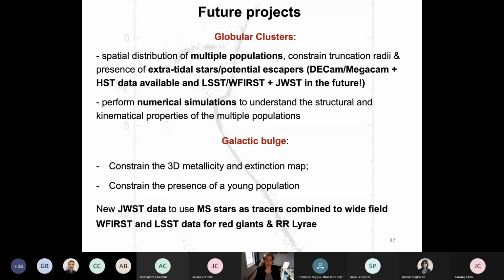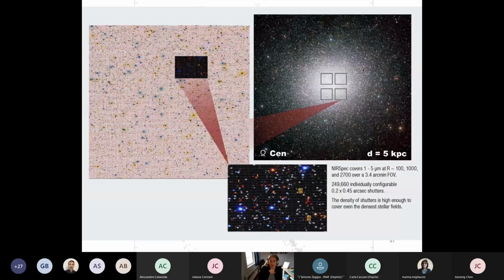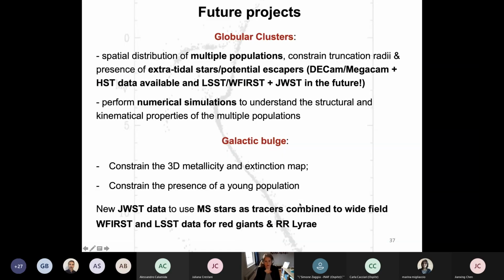For the galactic bulge, we want to constrain the 3D metallicity and extinction map, for example, by using RR Lyrae stars, and better constrain the presence of a young population. We need spectroscopy. So again, we need JWST data, for example, for spectroscopy, and LSST or WFIRST to study the bright component, and LSST in particular to study the RR Lyrae stars in the bulge. This is just a schematic of what will happen if we start with JWST spectroscopy of the center of Omega Centauri. We will have these 4 fields to get the metallicity of the blue and the red main sequence.